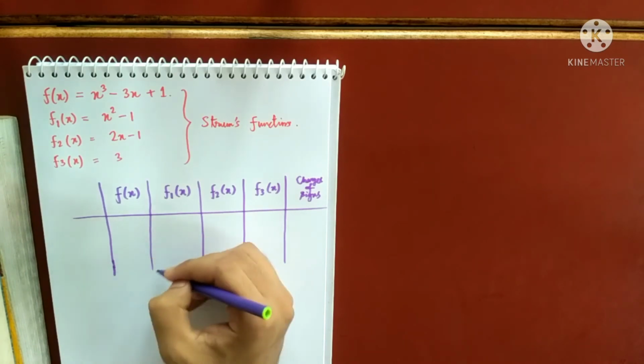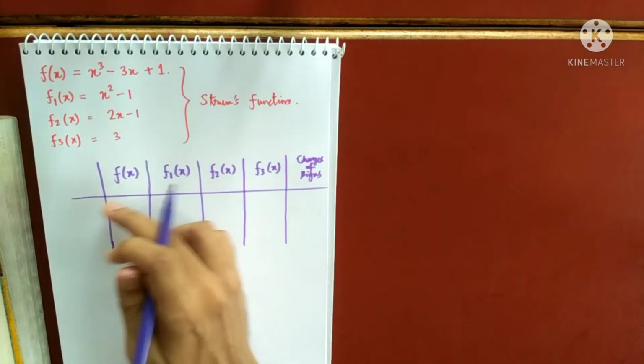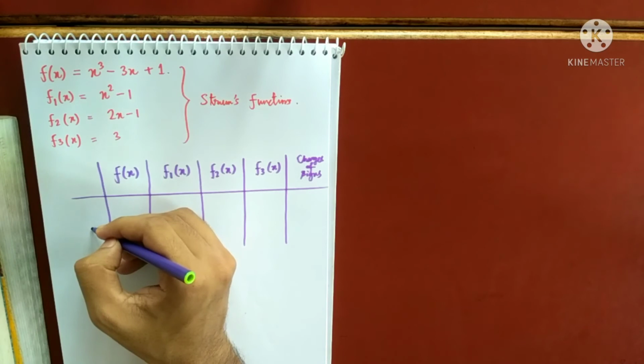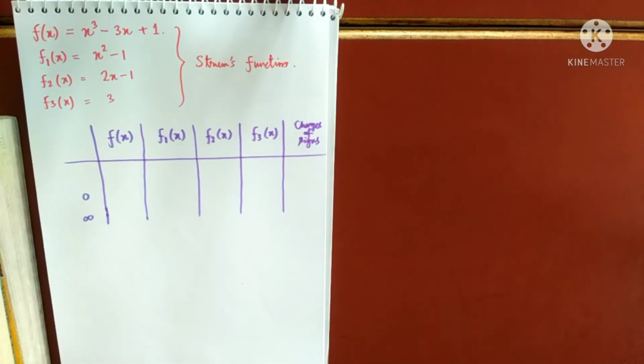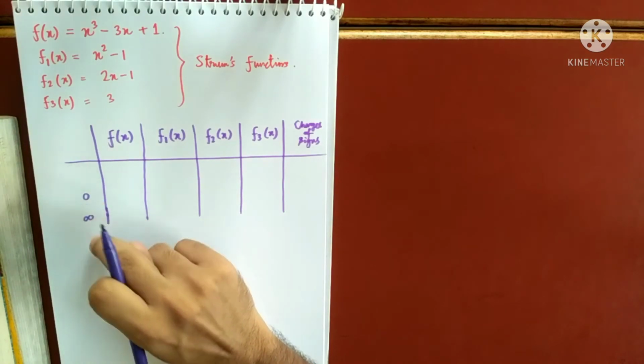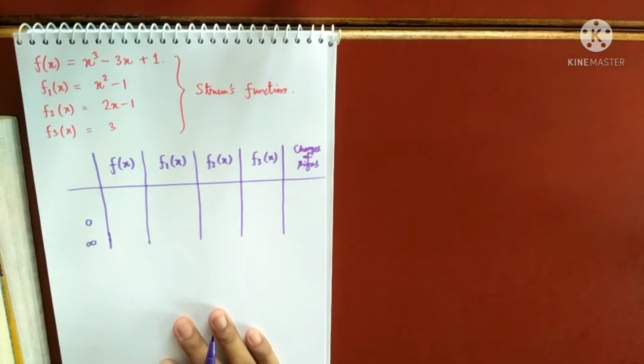Now I will take the first interval to be 0 to infinity, because this will give me the number of positive roots. So firstly I will determine how many positive real roots there are, and how many negative real roots there are. So the first interval that I will be choosing is a is 0, b is infinity. Let's determine the sign of this.